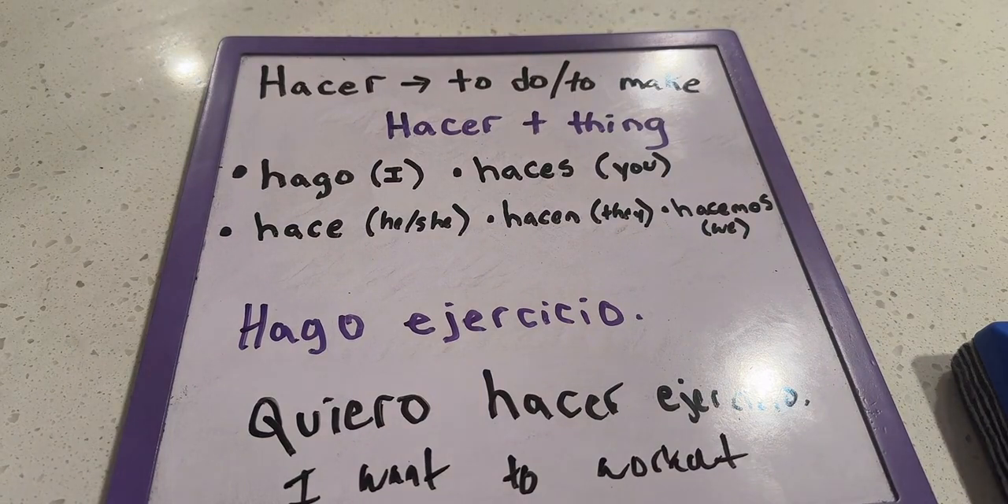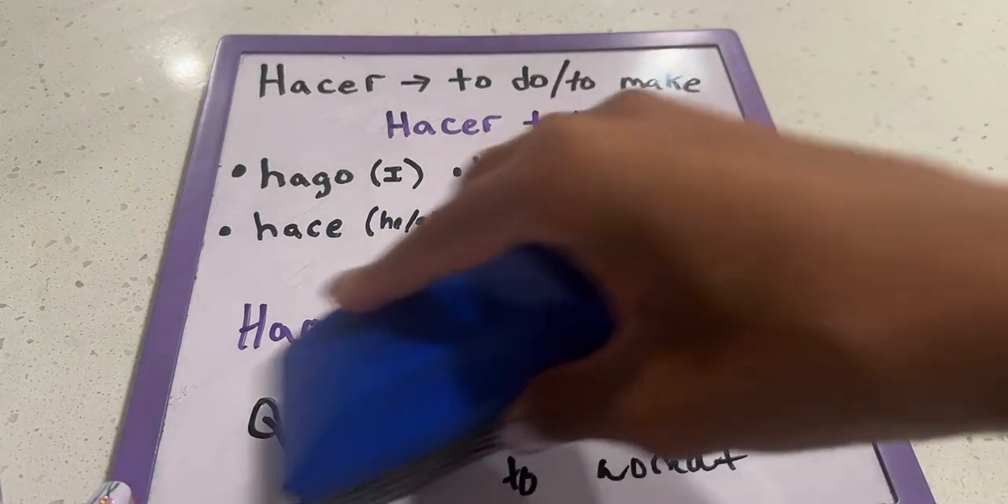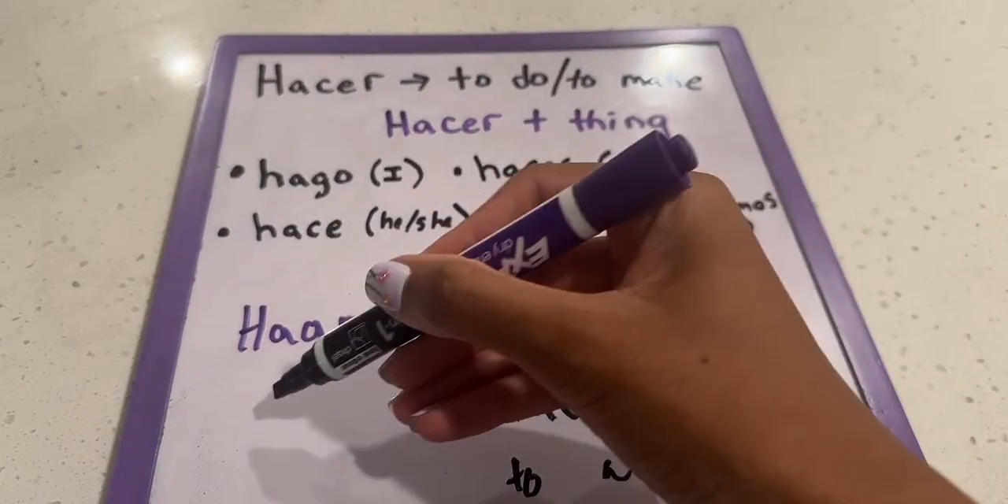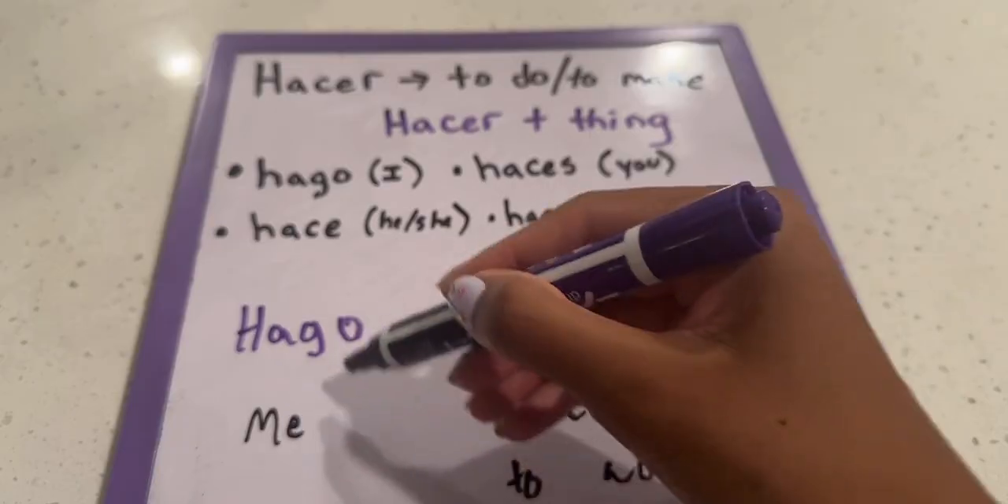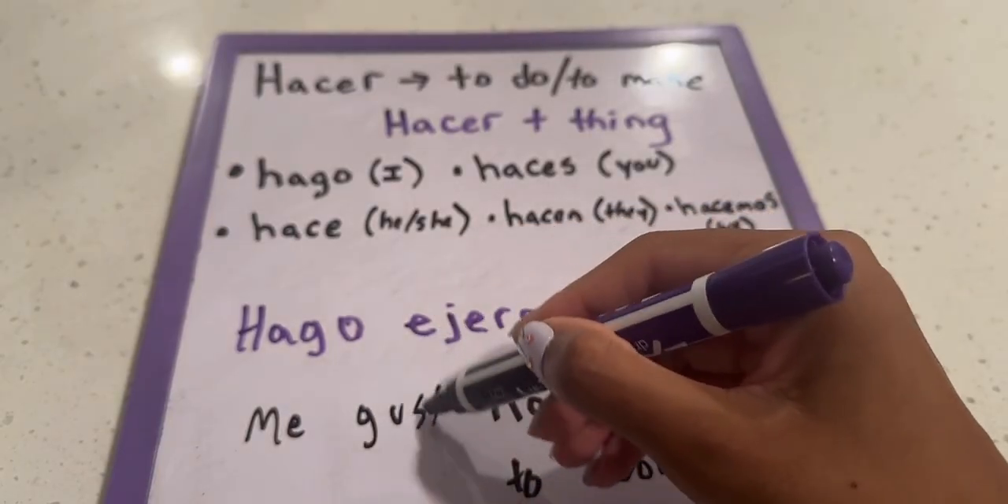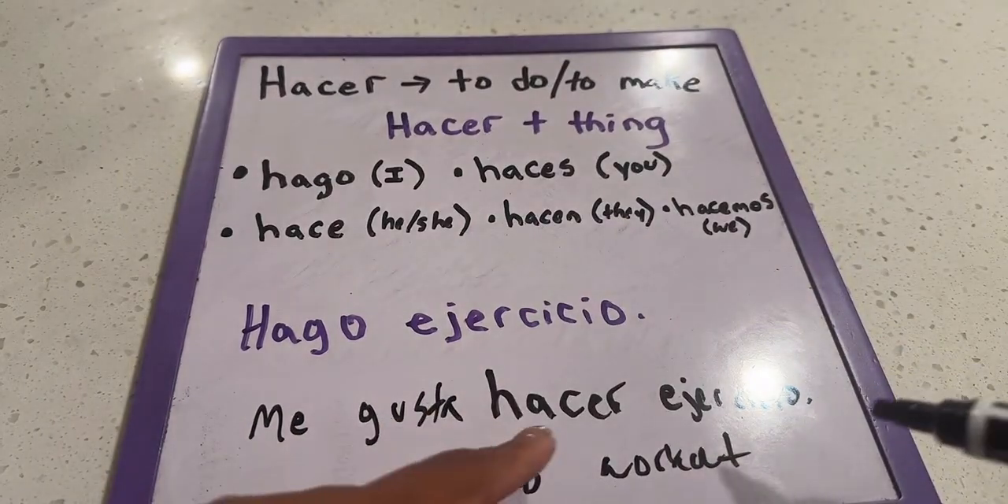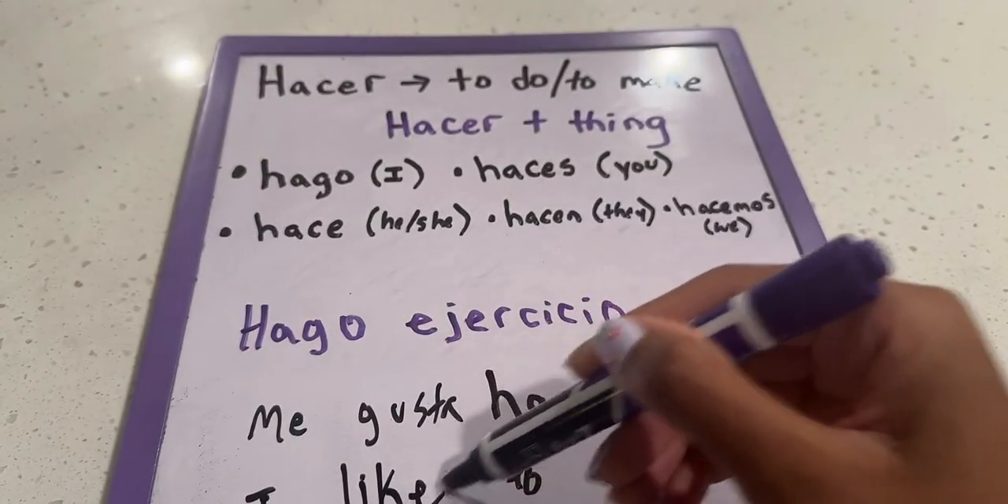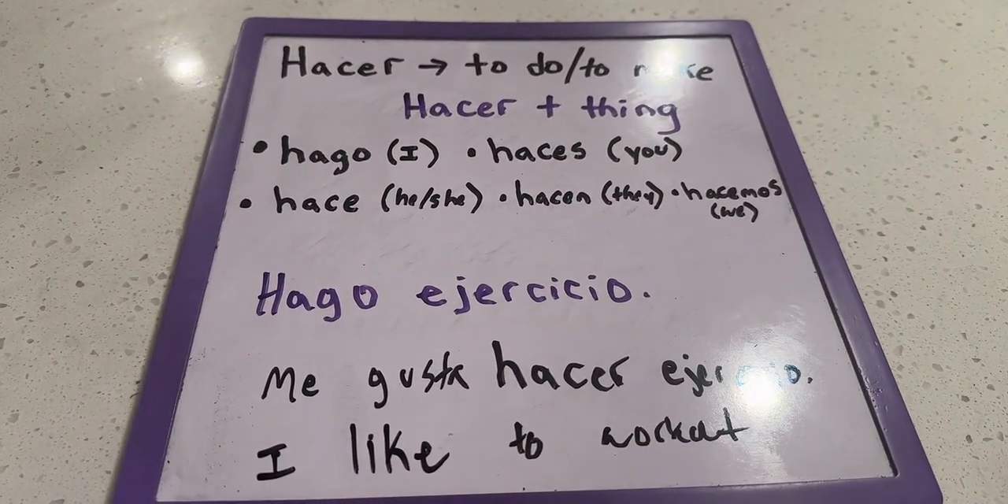All right. Now let's take it back to another verb we learned, which was gustar. We studied gustar a few days ago. We could say, me gusta hacer ejercicio, which is I like to work out. Okay.